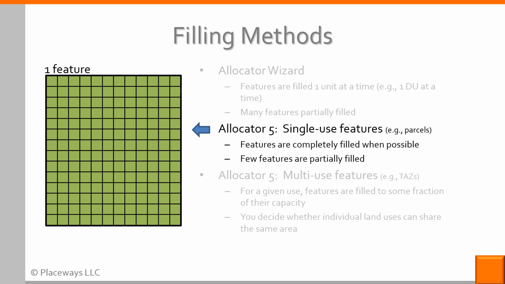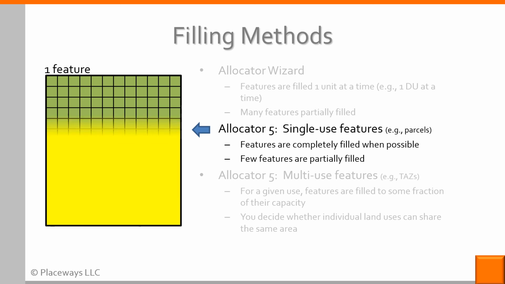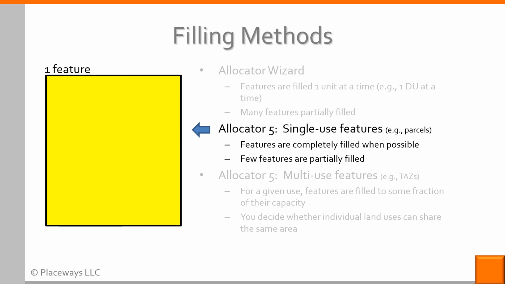In Allocator 5, with features like standard parcels that can support only a single land use, features are filled completely whenever possible, so that one feature would receive its full 168 dwelling units in most cases, unless demand runs out partway through. Across the study area, almost all features are either filled or not filled, with nothing in between.